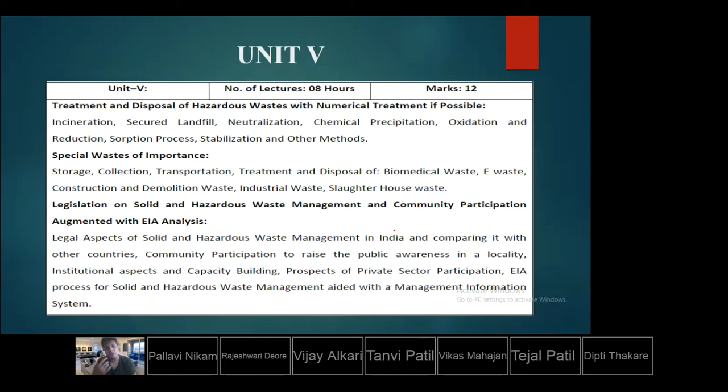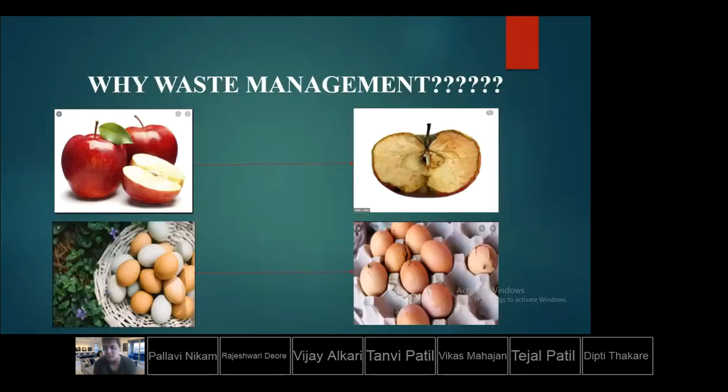Okay, and for the ISC one, there will be only one unit. This thing will be studied in the whole syllabus. So let's have some general information about that.